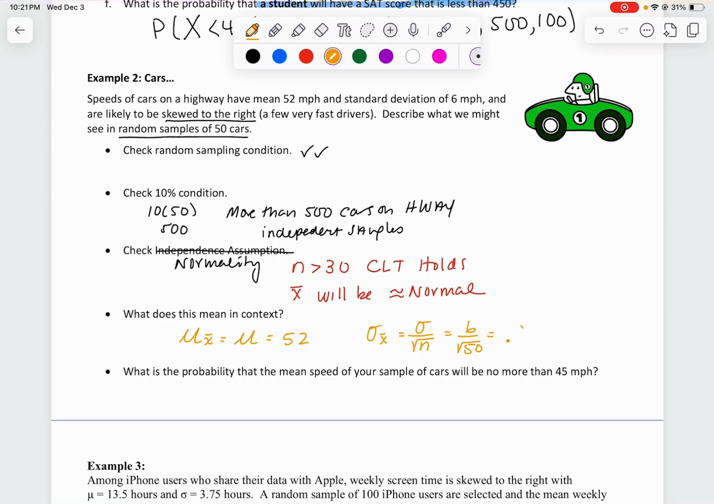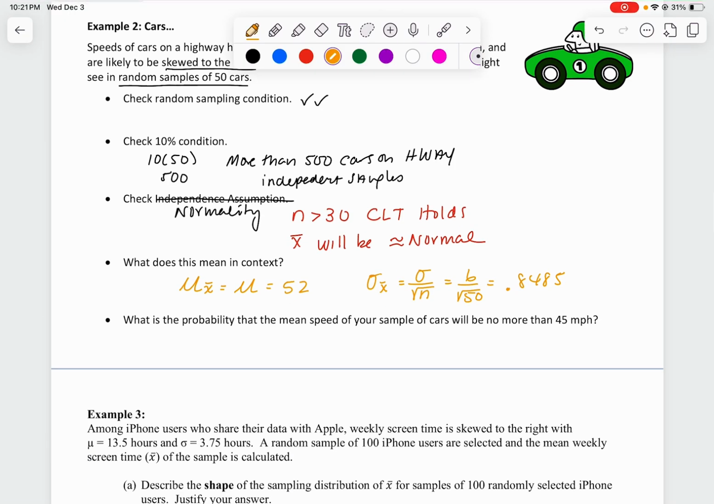And this is equal to 0.8485. So again, what is the probability that the mean speed of your sample, or what is the probability that x bar is less than or no more than 45? Again, since I know it's approximately normal, this is going to be norm CDF. Your lower bound is going to be negative 99999. 45 is going to be your upper bound. The mean is 52, and the standard deviation is 0.8485.